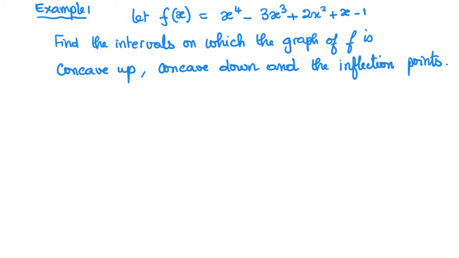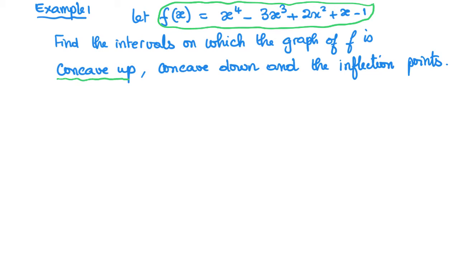So here is a function f defined on the set of all real numbers, and I want to determine where the graph of this function is concave up, where it is concave down, and where the inflection points are. This information is actually important if we want to graph this function in a kind of precise way. So let's see then, how do we solve this question?